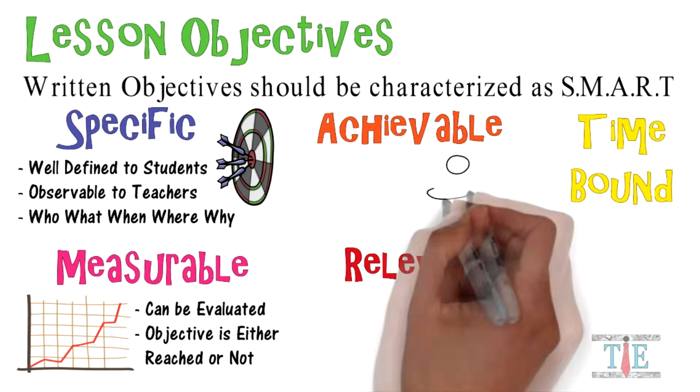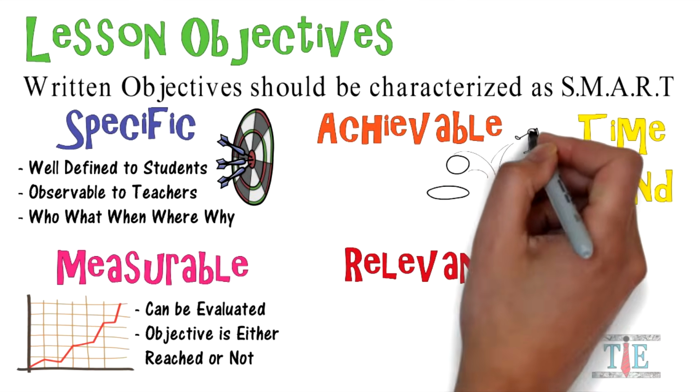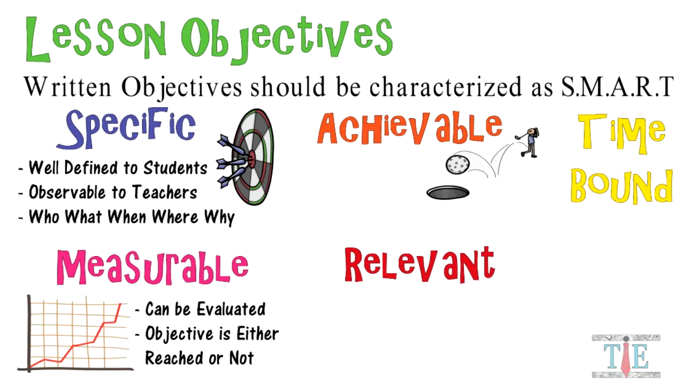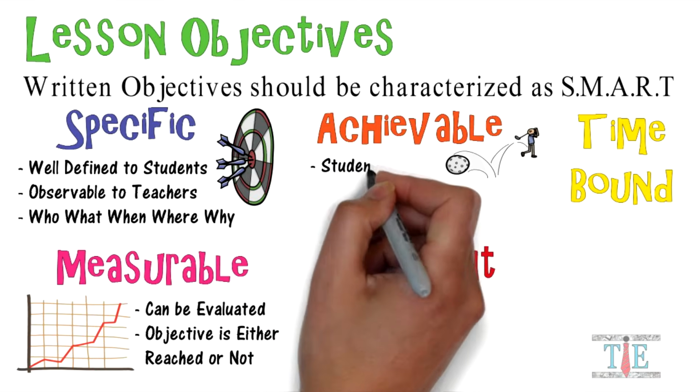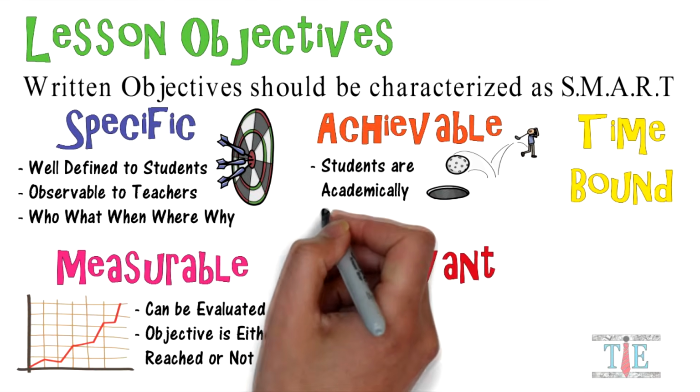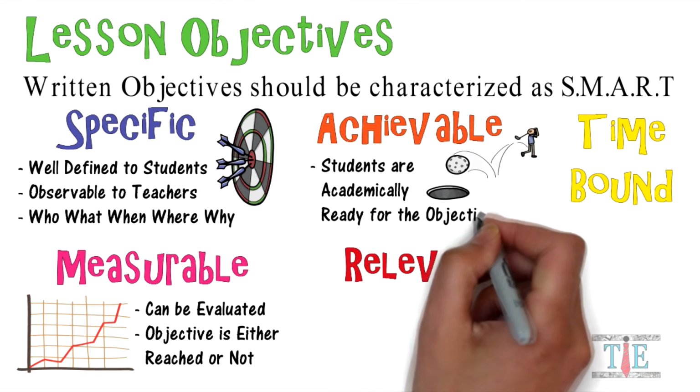Third, achievable. What you don't want to do is set your students up for failure. Be sure that your students are academically ready to complete the objective. Remember, you want to set your students up for success.